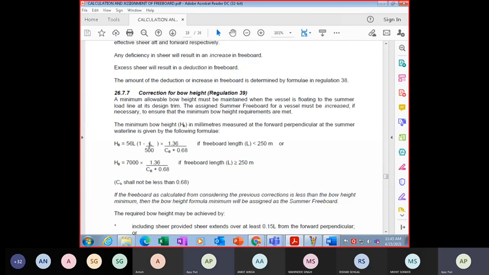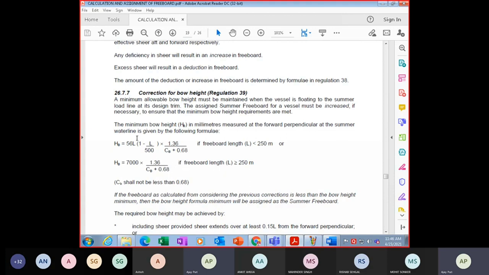So bow height is given by the formula 56L into 1 minus L by 500 into block coefficient wala hai formula. Wo usko multiply karenge. That is 1.36 divided by CB plus 0.68, and CB cannot be less than 0.68. The condition is that if the freeboard length is less than 250, this formula will apply. If the freeboard length is greater than or equal to 250, then it is 7000 into 1.36 divided by CB plus 0.68.